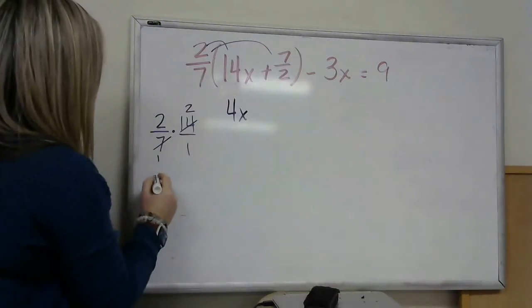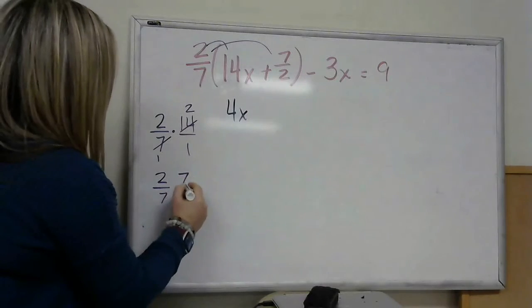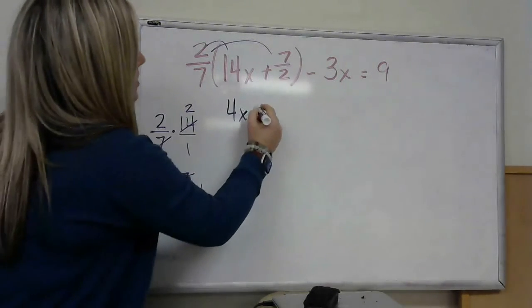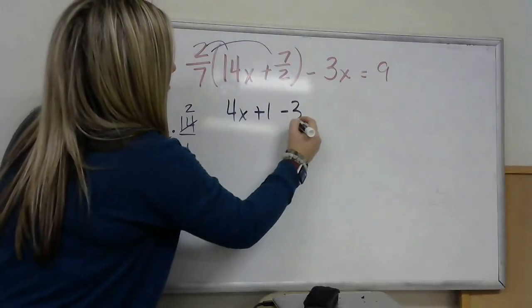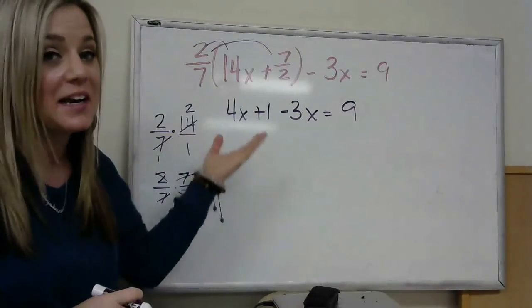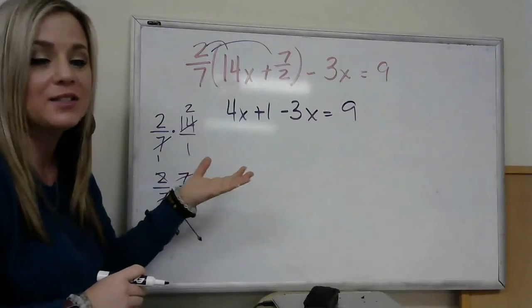All right, then I've got to do 2/7 times 7/2, and I can cross reduce both, and that's going to equal 1. So it's going to be +1 minus 3x is equal to 9. All right, so it looked really scary, and it ended up being really easy to work. Okay, so don't freak out.